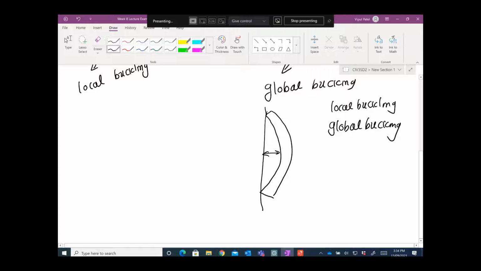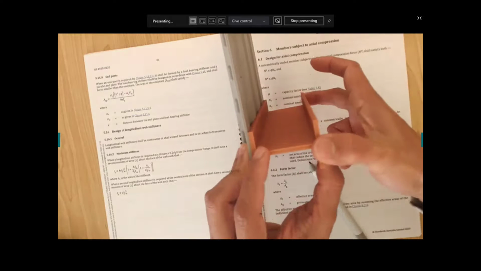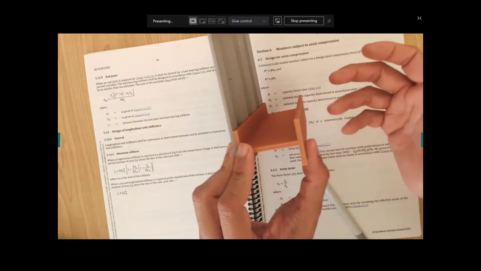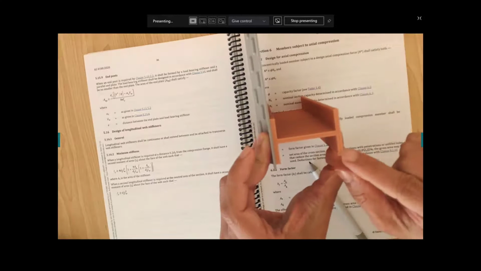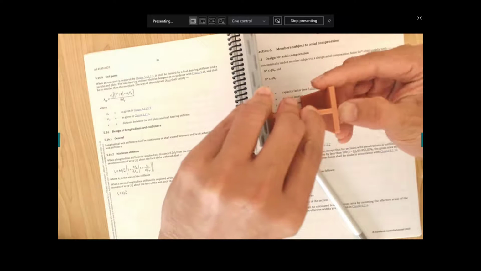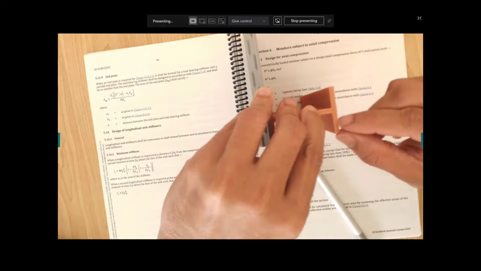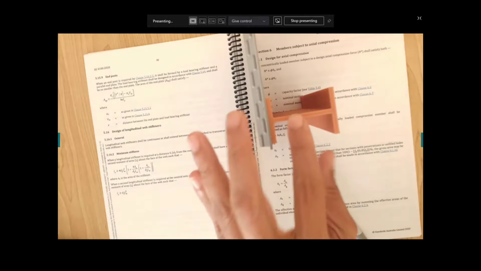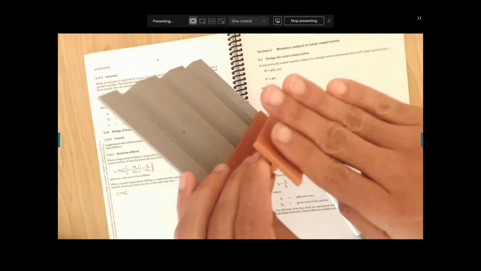Meaning that if I have a strong column, a short column, a tiny bit of column, then you have only local buckling. Local meaning this portion will deform. Look, this part will not deform. In any given condition, these portions up to here will not buckle. Only this middle portion will buckle. So this is local buckling. And sometimes if it is a long column and there is no restraint, it will buckle like this.